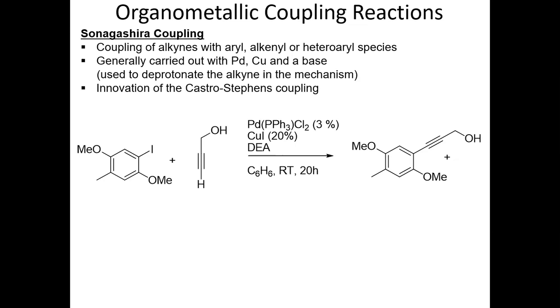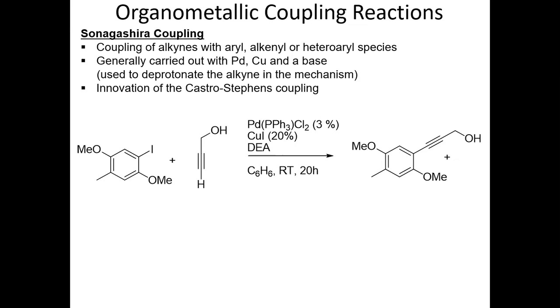So you normally use palladium and copper and a base, right? And then you do this in benzene at room temperature for 20 hours, right? Hopefully you're not thinking that the benzene itself is going to couple, but it can't. You have to have some type of polarized bond that the metal can insert into in order for that coupling to happen. So benzene is pretty inert as it relates to these coupling reactions.